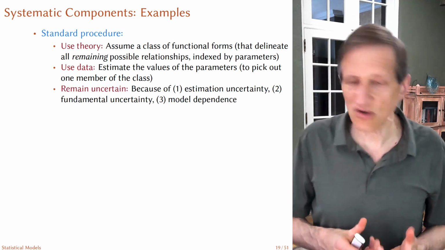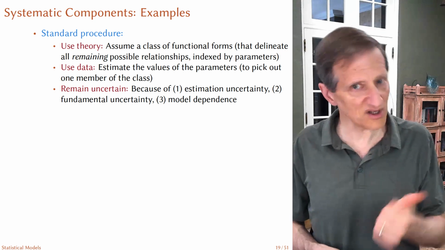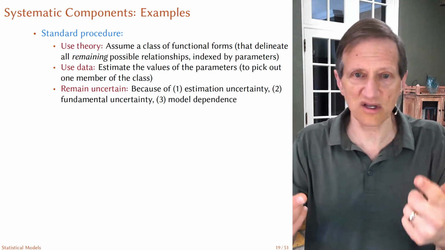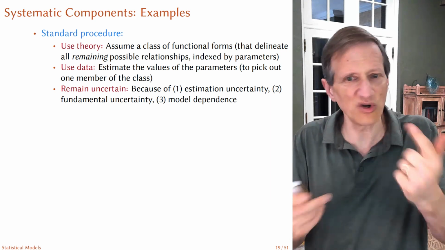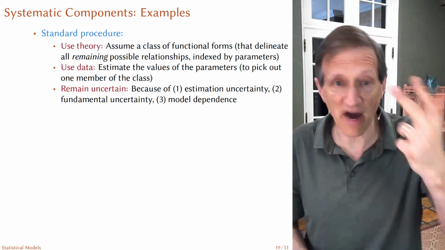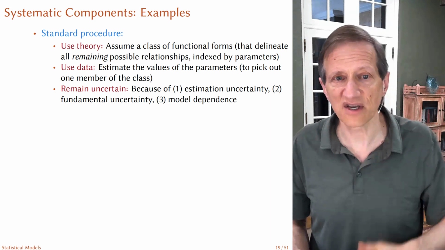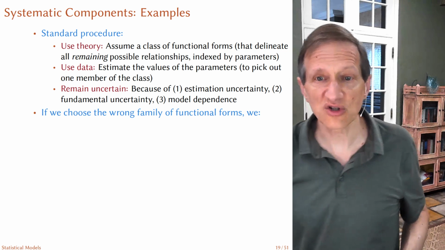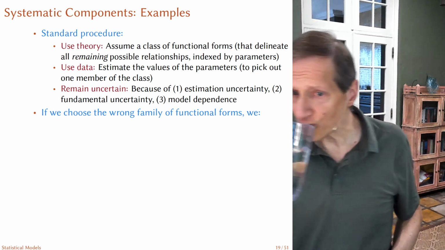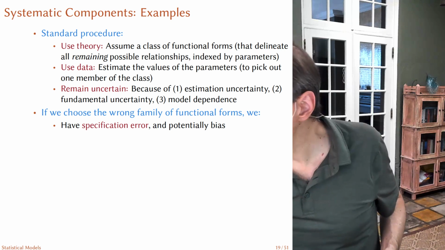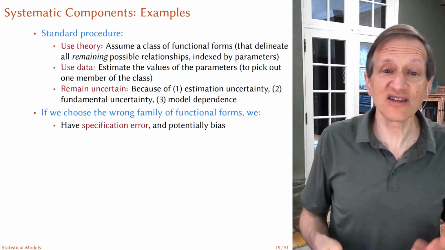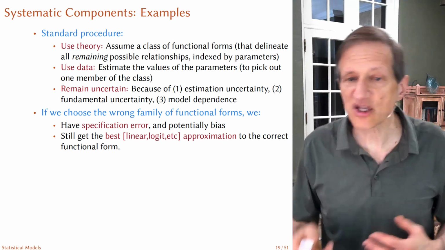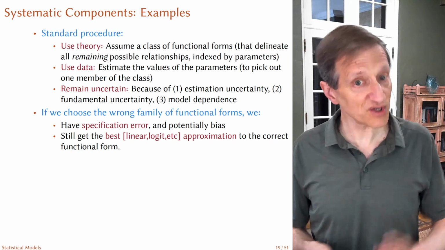We're going to remain uncertain no matter what we do here because of estimation uncertainty: we didn't collect an infinite number of observations. Because of fundamental uncertainty, because the world is fundamentally uncertain and we haven't coded everything up in the x's, and because of model dependence. All of those three things give us those uncertainties. If we choose the wrong family of functional forms, what happens? Well, we have specification error and potentially bias. We still get the best linear or logistic or exponential approximation to the correct functional form, so that's pretty good.